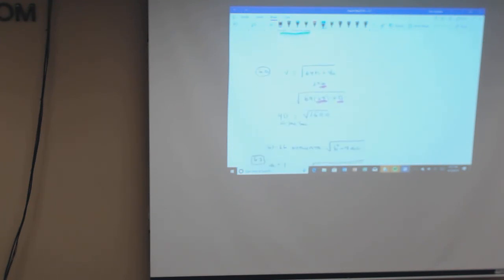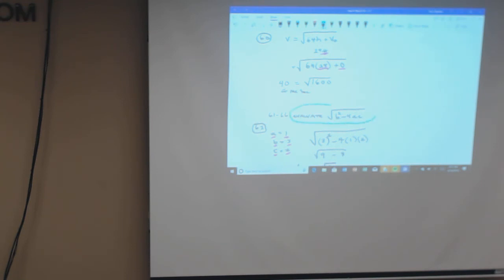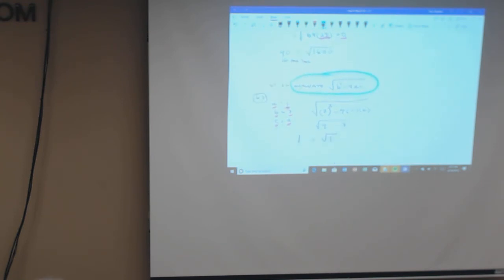Number 60 does the same thing again. Number 62. For 61 through 66, evaluate b squared minus 4ac. So they give me a, b, and c. So I plug the numbers in.